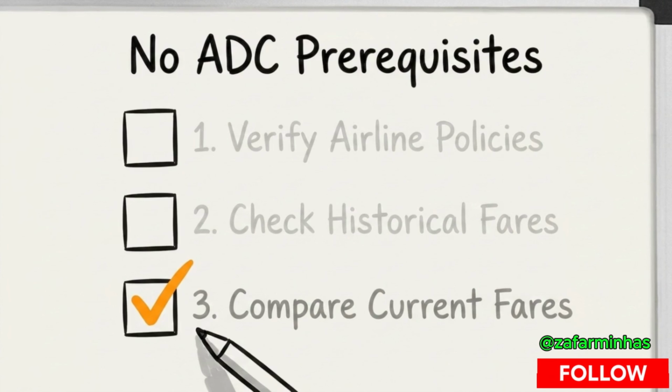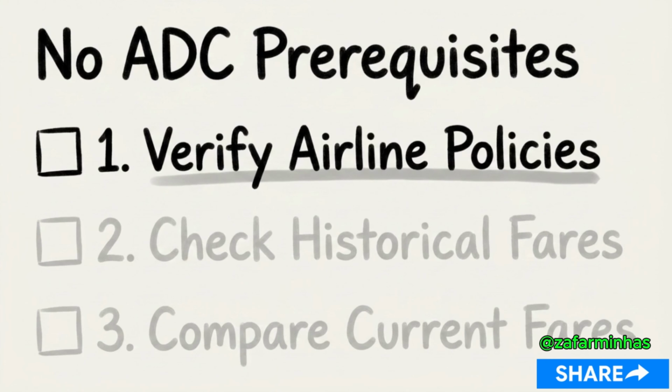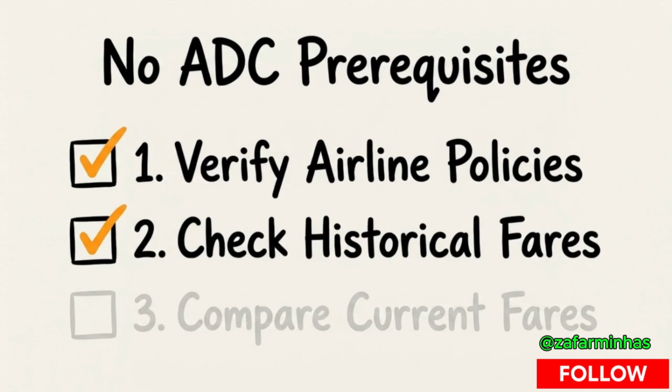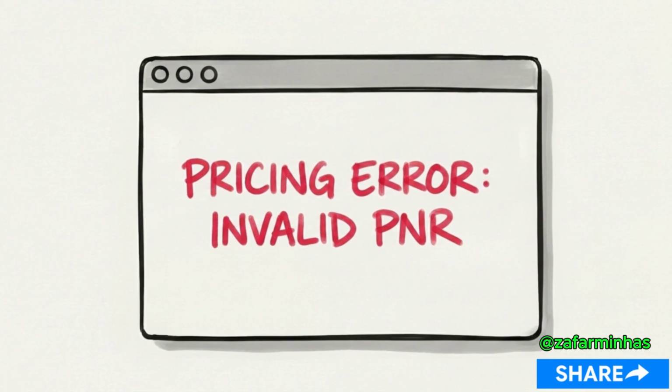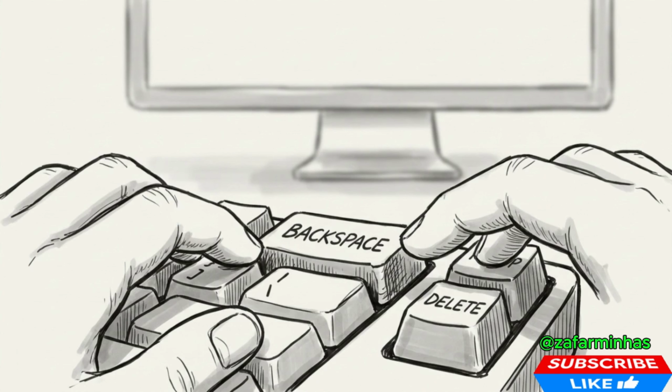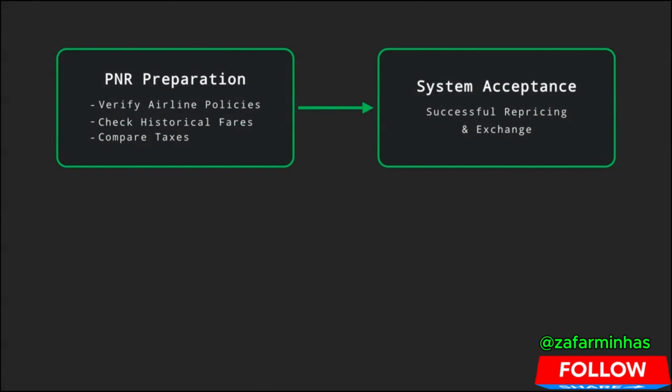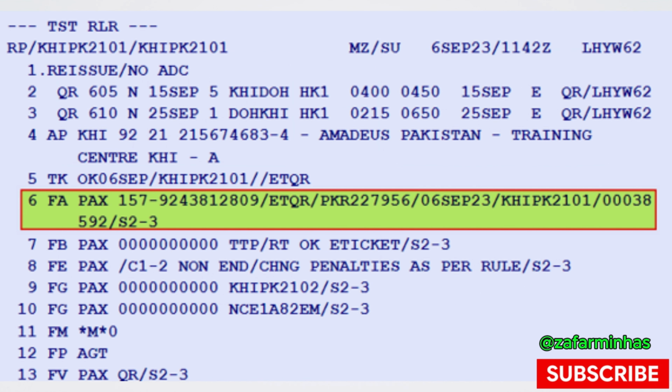This checklist on your screen outlines the 3 mandatory prerequisites you must verify before entering a single exchange command. You need to ensure the carrier permits reissuance, check the historical fares and penalties, and confirm that the current base fare and taxes have not increased. Attempting to proceed without an active PNR and verified equal fares will trigger automated pricing errors, forcing you to start the process over from scratch. Completing this preparation prevents system rejection. It turns a complex No ADC process into an exercise of precise execution, removing guesswork entirely.